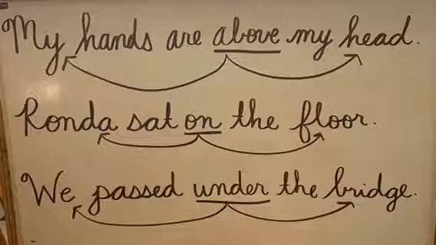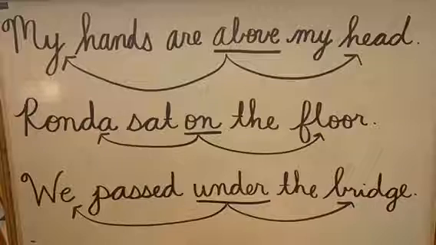The next sentence says, Rhonda sat on the floor. The preposition in that sentence is on. And that one is showing the relationship between Rhonda and the floor. It's showing you that she sat on the floor. If I didn't have the preposition on, then it would have said Rhonda sat the floor. It wouldn't have made sense. So the preposition is important because it shows you exactly where Rhonda is and she is on the floor.